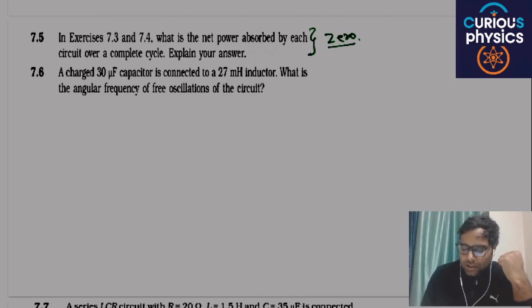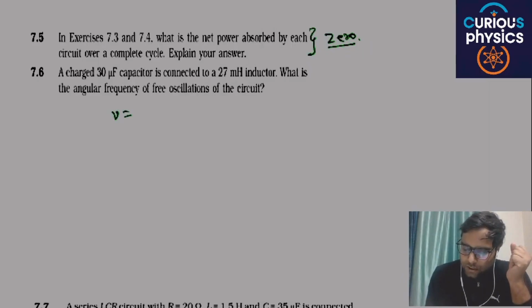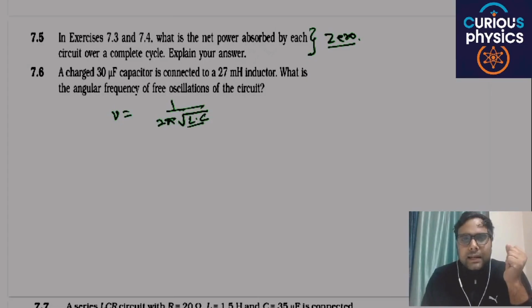7.6: a charged 30 microfarad capacitor is connected to a 27 microhenry inductor. What is the angular frequency of free oscillations? Free oscillations means the frequency of resonance, and the frequency of resonance will be nothing but 1 by 2 pi into under root L into C. The value of L is the inductor and the value of C is the capacitor. You have to directly put those values and you will get your answer.